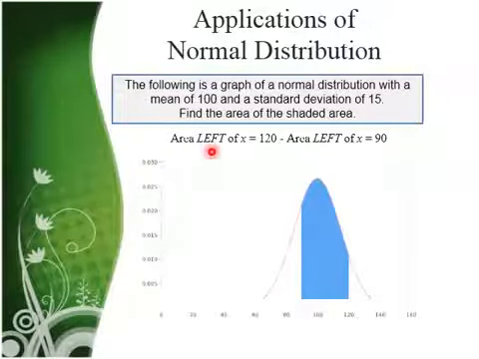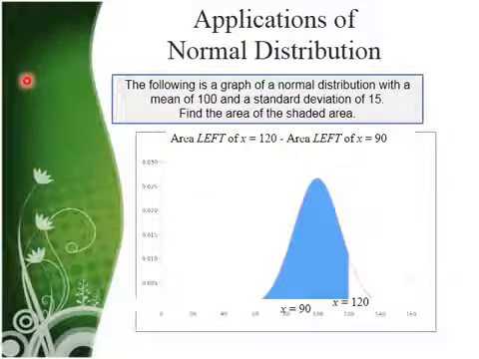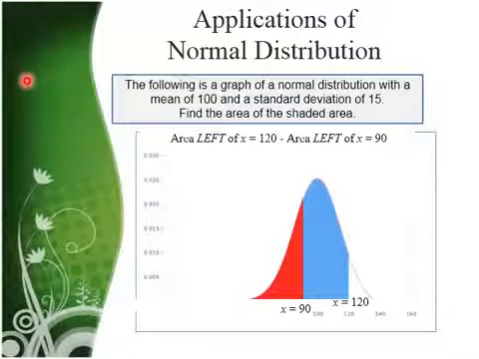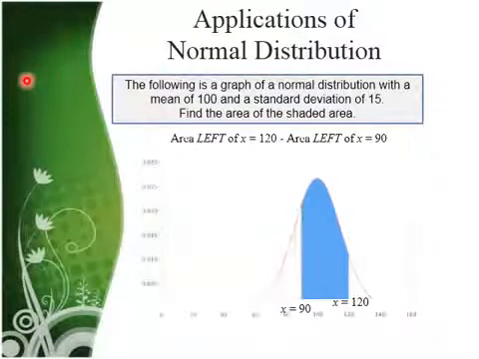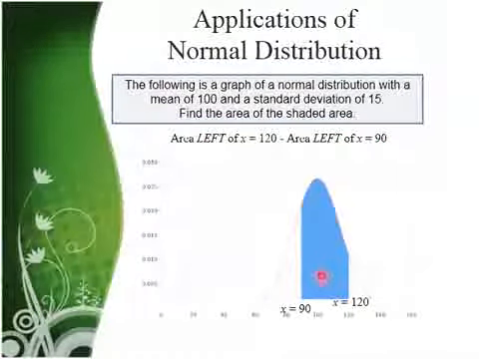So what we're going to do, you can see from the hint here, we're going to find the area to the left of 120, which will get us the entire region to the left of 120. But then we'll come back and find the area to the left of 90. And then we can just subtract off that area to the left of 90 from the area to the left of 120, and that'll leave us with this area between the two. So to summarize, we're going to find the area to the left of 120, find the area to the left of 90, and then subtract the two. That'll leave us with the area between 90 and 120.